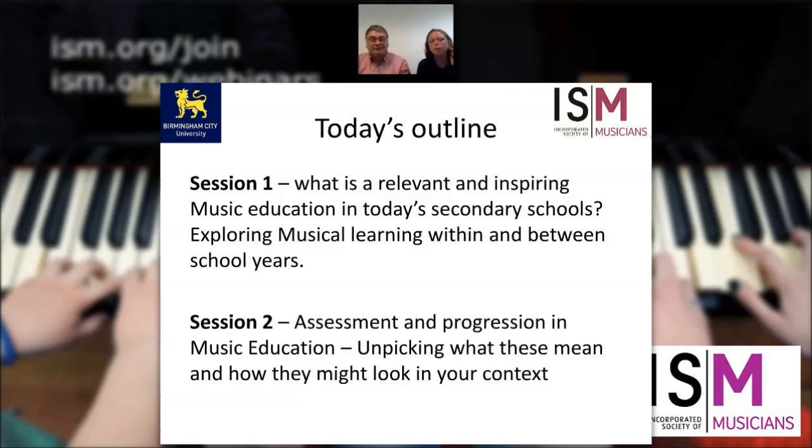So the first session we're going to be looking more at curriculum and how curriculum might link later to assessment and progression, but to unpick some things around that. We're also going to be looking at the ways in which assessment and progression join up, and should and can join up, in the way that you think and the way that you plan. That's what we're hoping to do.